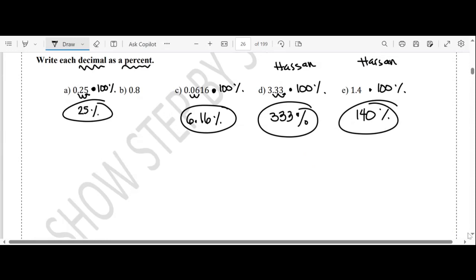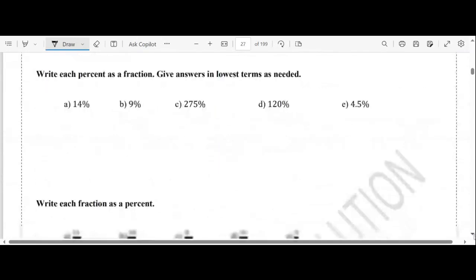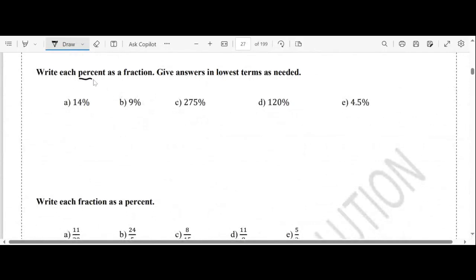Anything else left with this section? Well, there is nothing. Finished? No, we have the word problem. Write a percent as a fraction. Okay, so let's see what's written here. Write a percent as a what? As a fraction. How can I change this to a fraction?